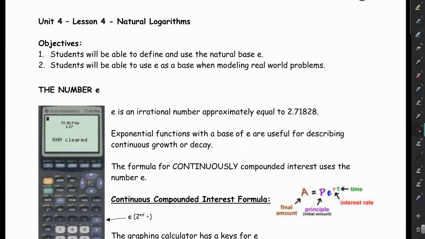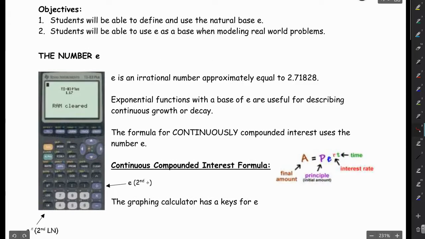So we're going to be using the formula for continuous compounded interest, which we often refer to as PERT. The final amount A is equal to the principal P times e raised to the rt power, where r is the interest rate and t is the time.